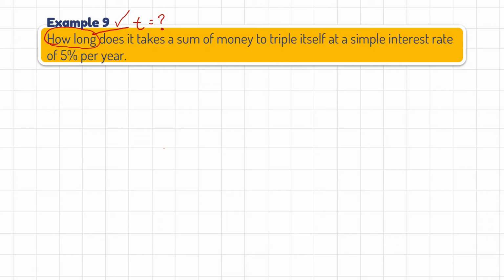How long does it take a sum of money? So the question didn't give you any values of money. So now, let's assume a sum of money as principal, which is P itself. Okay? How long does it take a sum of money to triple itself? Meaning that here is S, which is triple, means 3P, at a simple interest rate of 5% per year. So this will be our R equals 0.05.